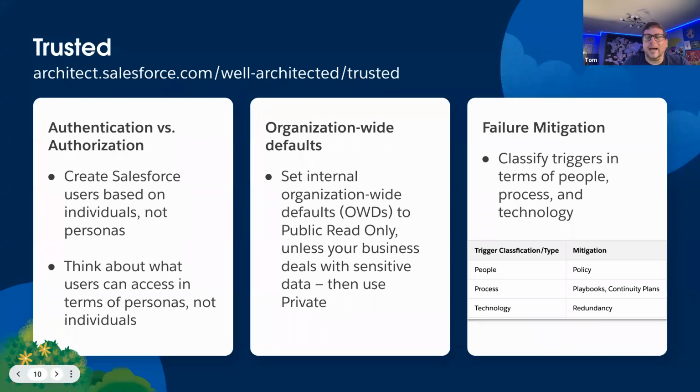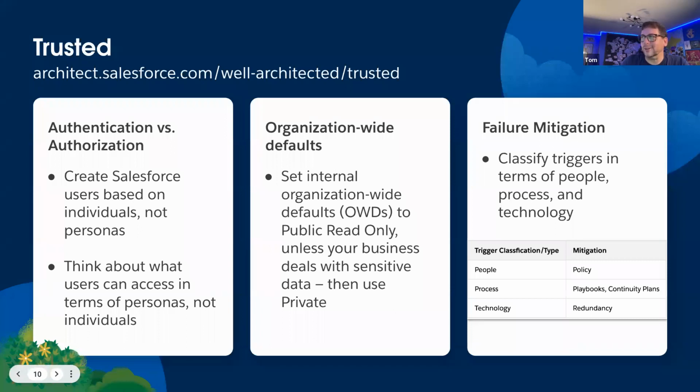And the reason that we're making that recommendation is because what we found in a lot of cases is that if you set all of your internal OWDs to private, what you end up doing is having to create a bunch of one-off sharing rules to handle every exception. And then your sharing model gets overcomplicated. It hurts performance. It takes a long time to recalculate sharing rules. Unless you have a legit business reason for it, obviously, then you should set it to private, but you should be thinking about keeping them public read only.